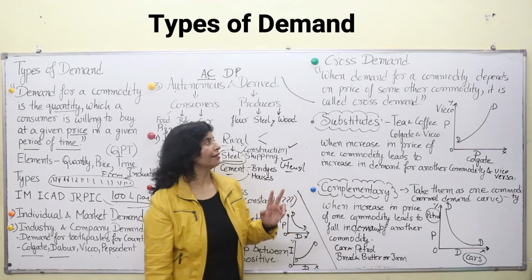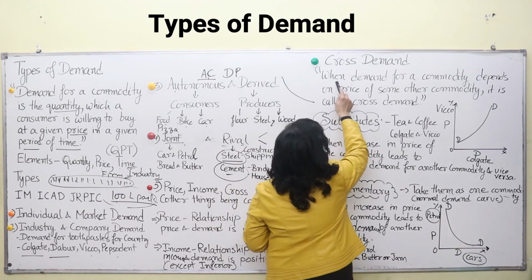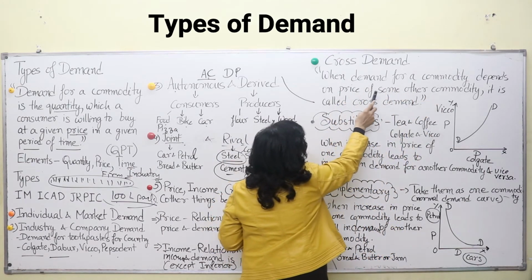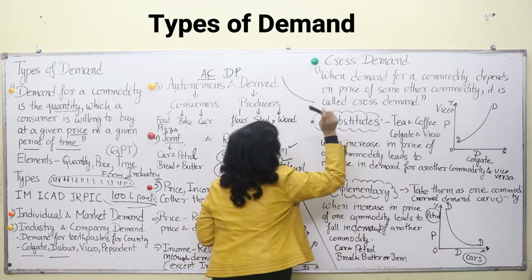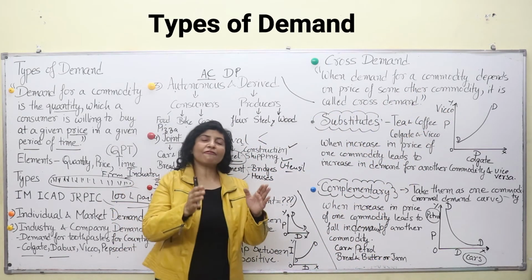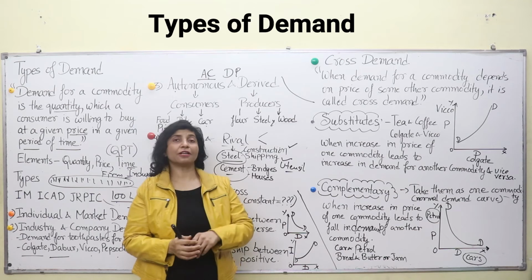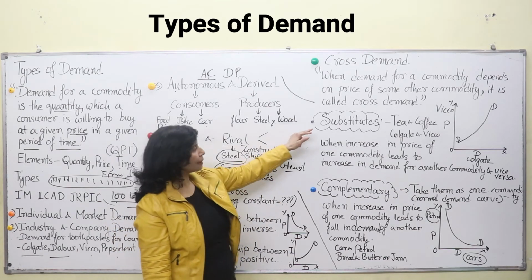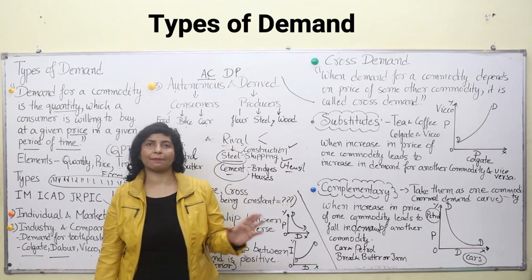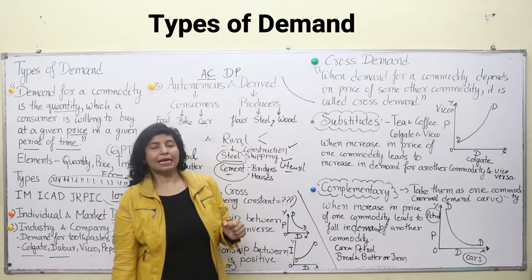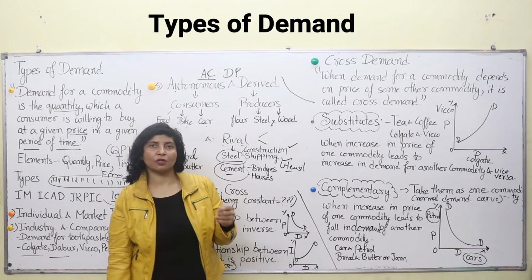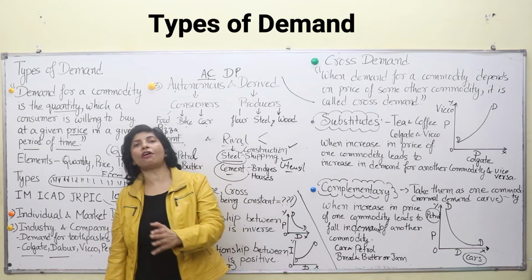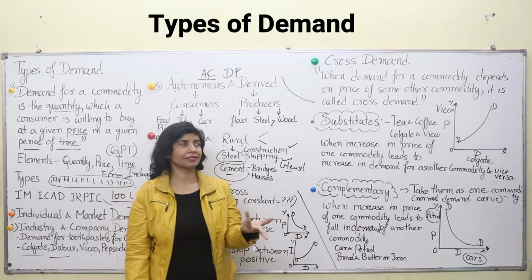What is cross demand? Here is the definition: when demand for a commodity depends on the price of some other commodity, it is called cross demand. How? Because substitutes and complementary goods are those types of commodities. What are substitutes? Take for example tea and coffee. They are substitutes because if we feel like having some hot beverage, we can consume either coffee or tea or some other kava also.